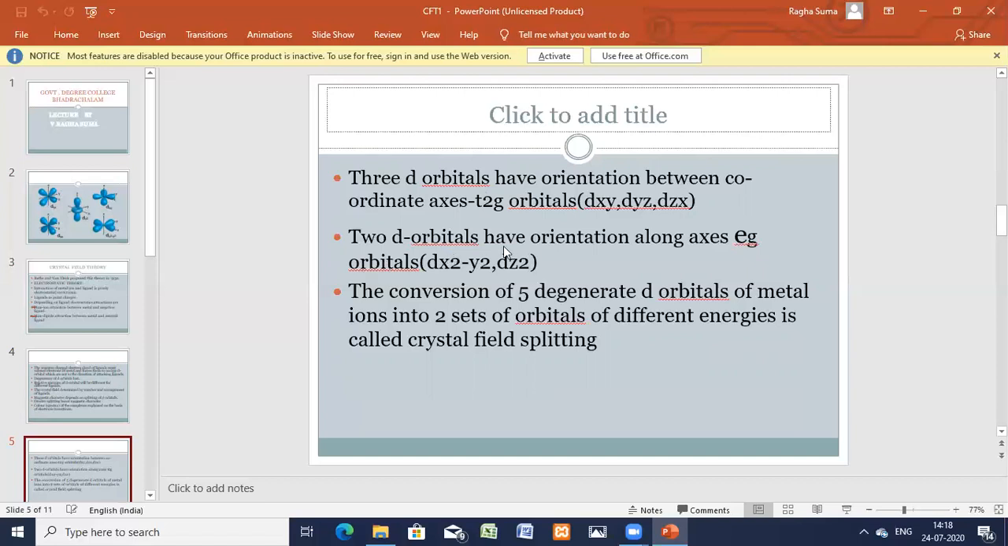The other d orbitals have their orientation along the axes, so they are called the eg set, dx square minus y square and dz square.